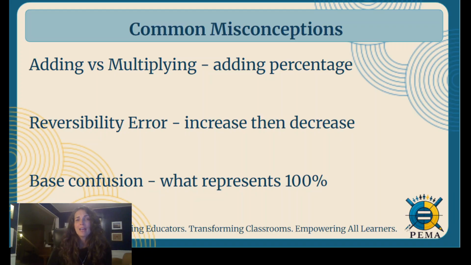I would say for adding versus multiplying and reversibility errors, I would recommend using really large numbers as a test case, or really small numbers as a test case, because sometimes those in-between numbers seem too close to being reasonable for them to make sense of it. But if you use really small numbers or really big numbers, sometimes they'll make the connection that they've made a mistake.